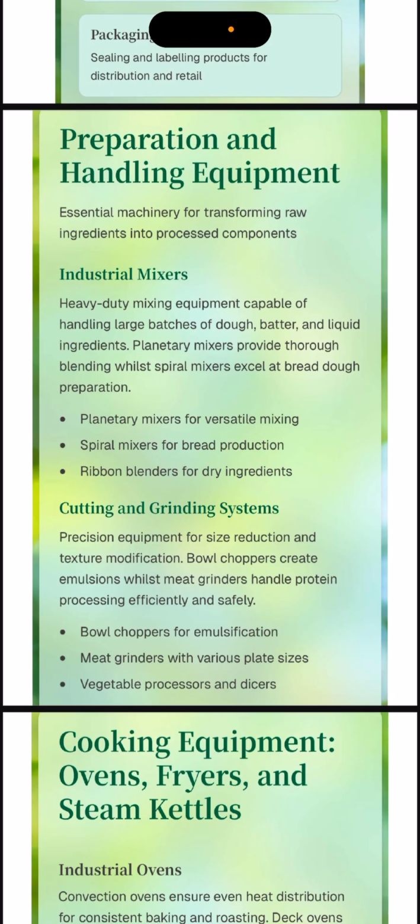Next come ribbon blenders. These are ideal for dry powders or solids. They use a horizontal ribbon-shaped agitator to gently tumble and mix ingredients, ensuring an even distribution without breaking down the particles.